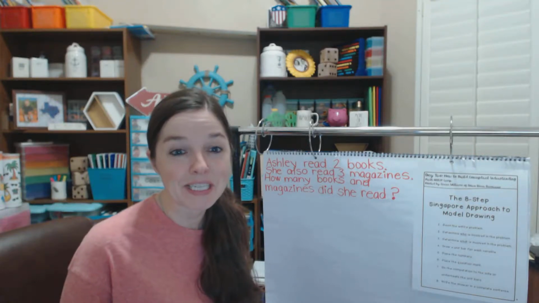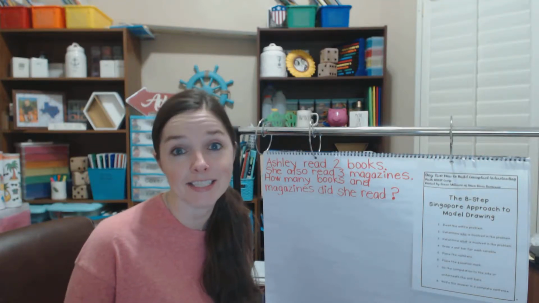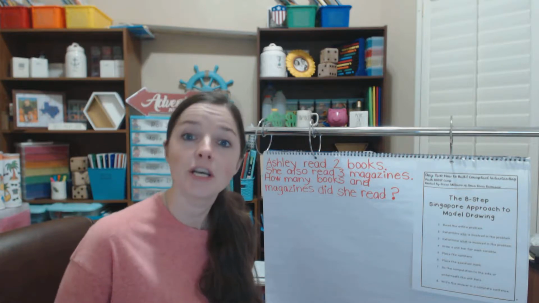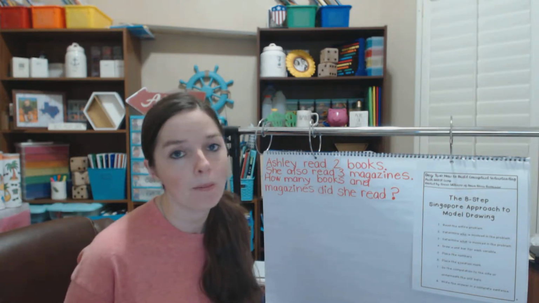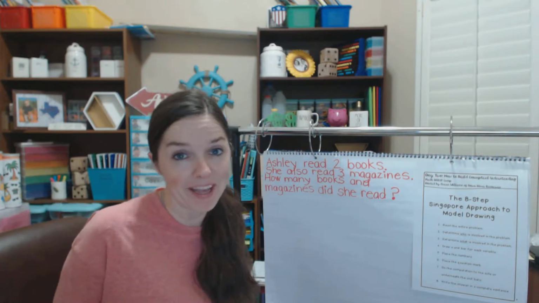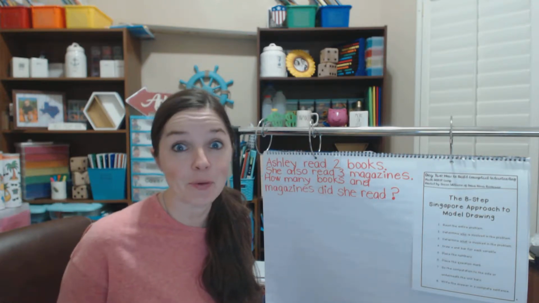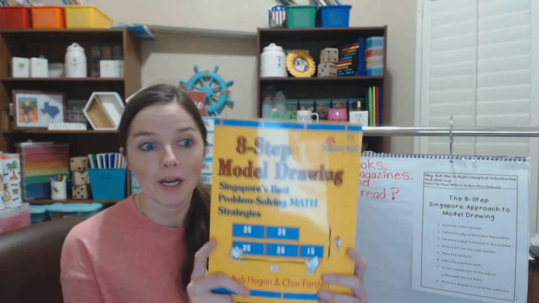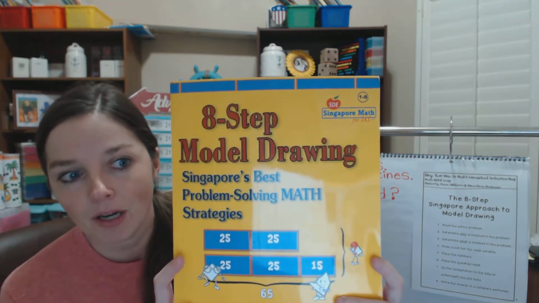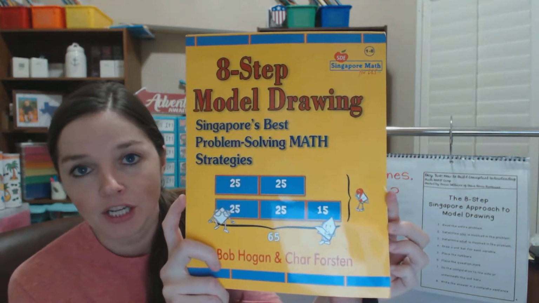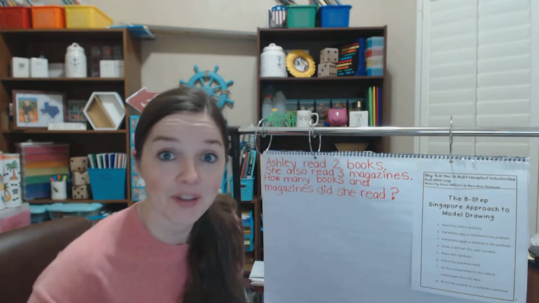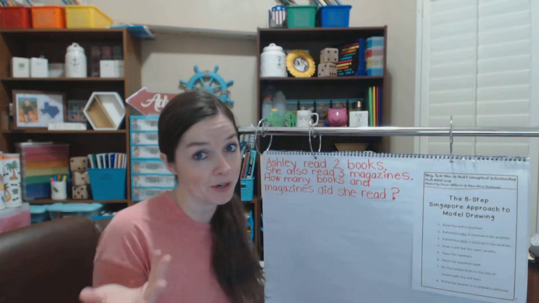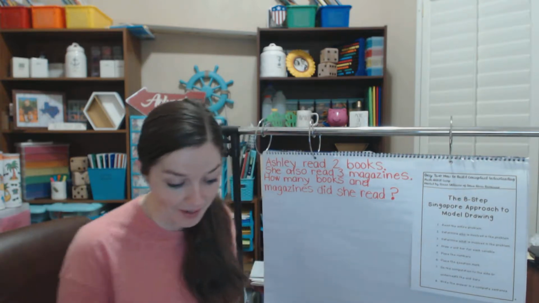Howdy and welcome. Today we're going to be discussing the 8-step Singapore approach to model drawing. We're going to be using an addition problem as an example to get our feet wet and see how this strategy would look in your classroom. We're using the 8-step model drawing book from Bob Hogan and Shar Forston. I'll make sure that I drop a link in the description below if you're looking to enrich your professional library.